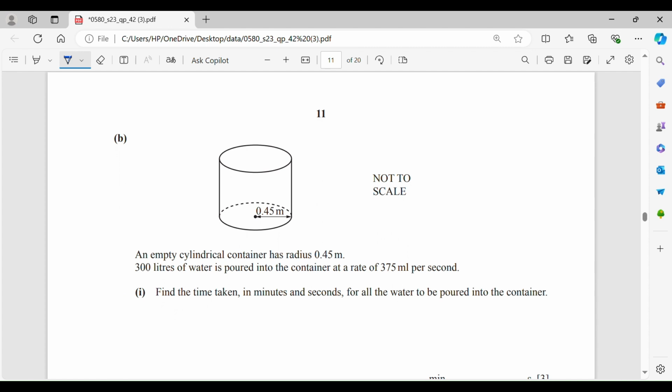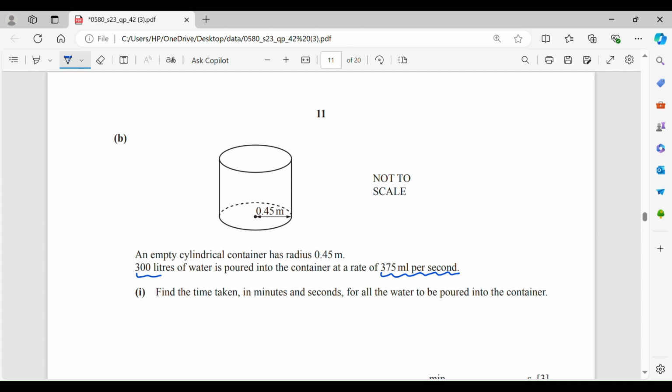B first part. An empty cylinder contains a radius of 0.45 meter. 300 liter of water is poured into a container at the rate of 375 ml per second. So this is there, and these are the information. Find the time taken in minute and second for all the water to be poured into a container.